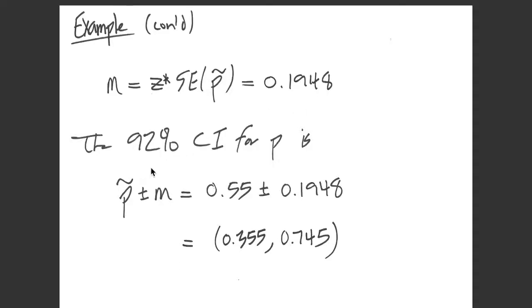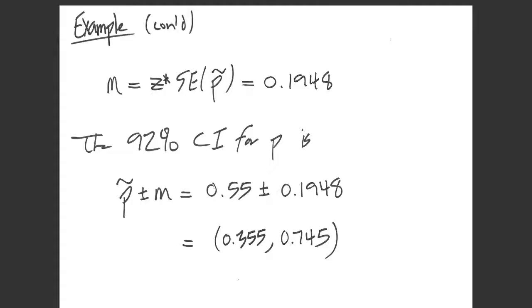And so the 92% confidence interval computed with the +4 method here is 0.55, our p tilde value, plus or minus that margin of error. So that goes from about 35.5% to 74.5%. So we're 92% confident that between 35.5% and 74.5% of patients treated with the new drug would go into remission.